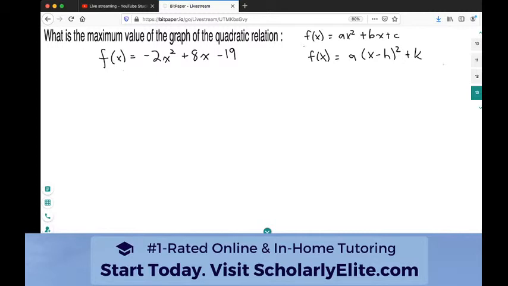Well, first things first, we want to exile the c term from the island. The c term is negative 19, so this is going to look like this. Negative 2x squared plus 8x in the brackets minus 19.